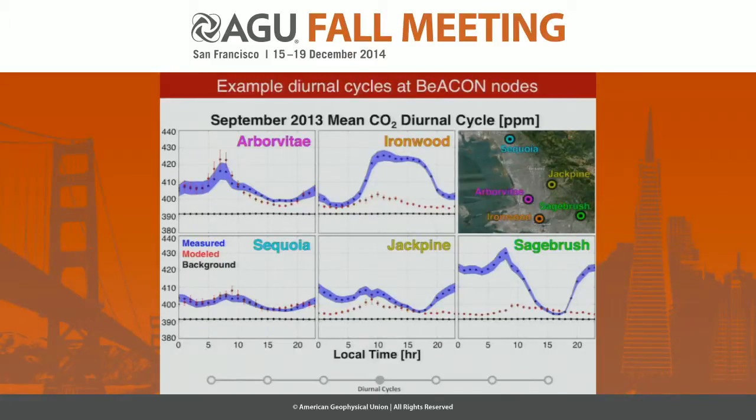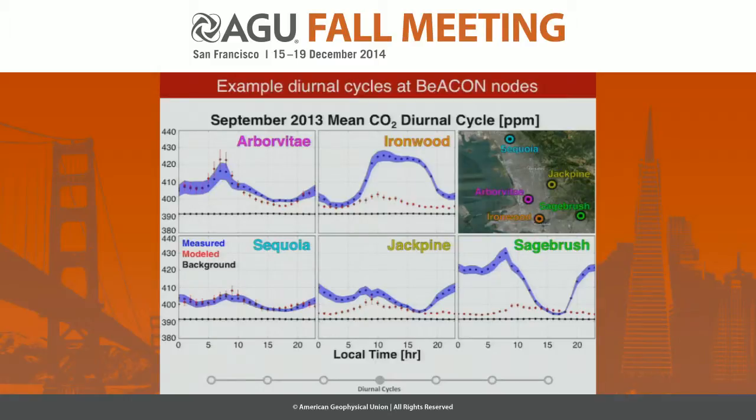However, there are some sites that we don't do nearly as well at with this prior inventory. For example, Ironwood, we capture the nighttime decently well. We see a bit of the morning rush, but then there's this huge CO₂ concentration in the middle of the day that's not captured at all by the model. Conversely, at Jack Pine, which is located over here closer to the mountains, we get the midday concentrations somewhat well. We get the decrease, but there's this large nighttime concentration that we don't capture at all.